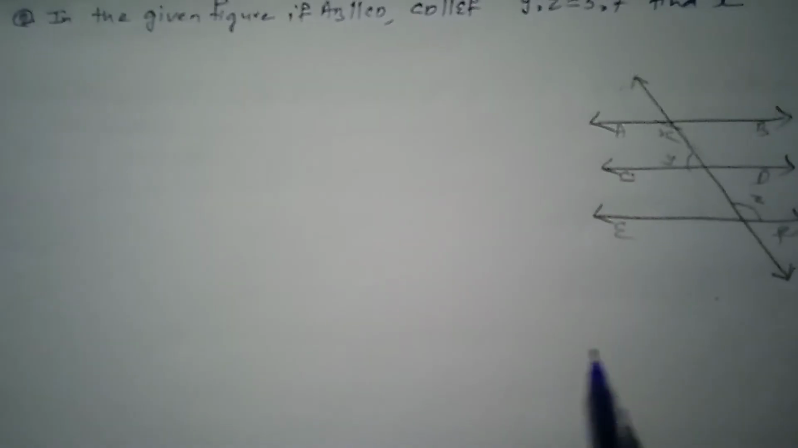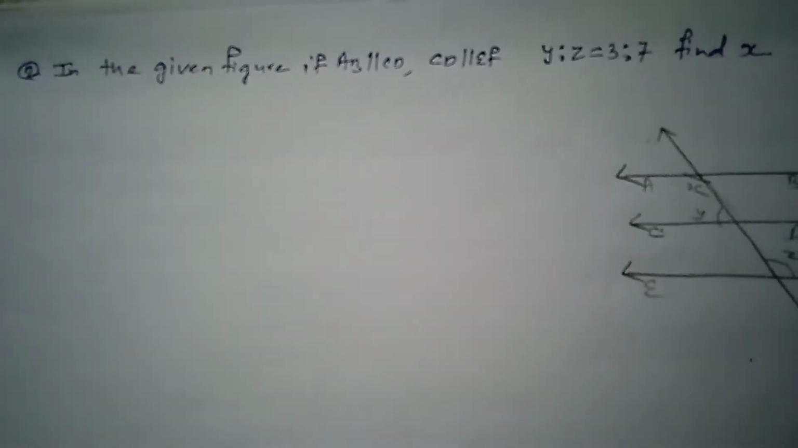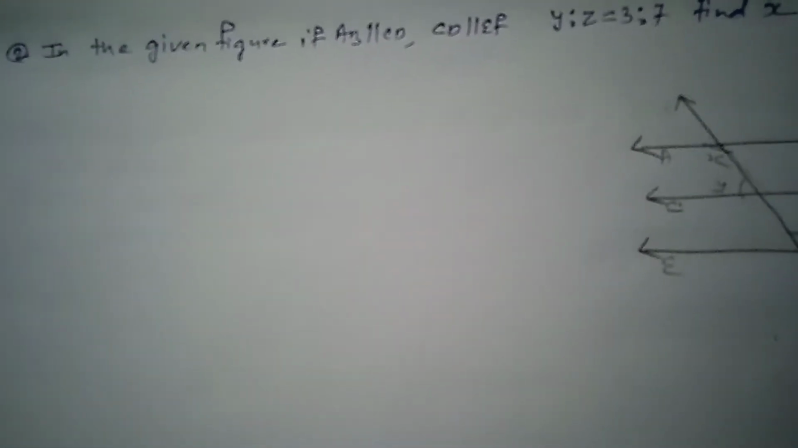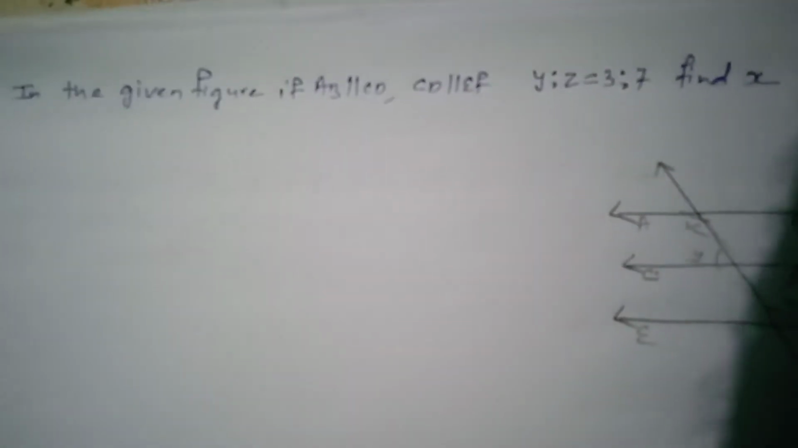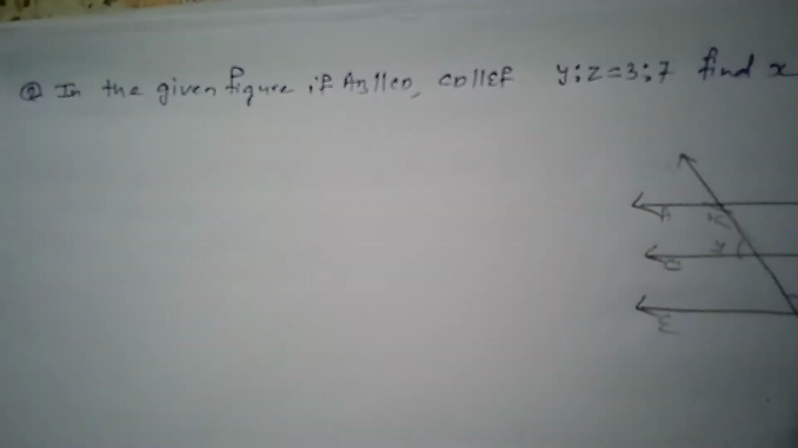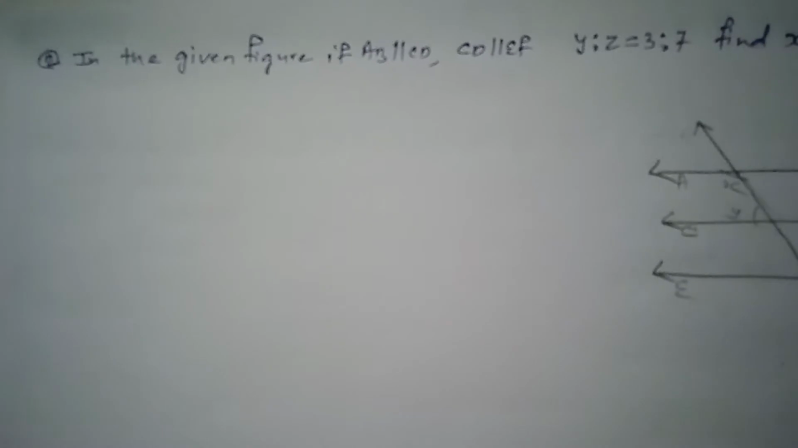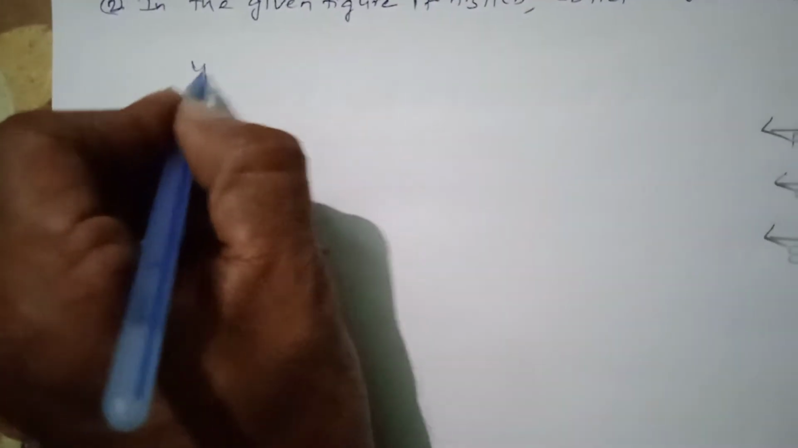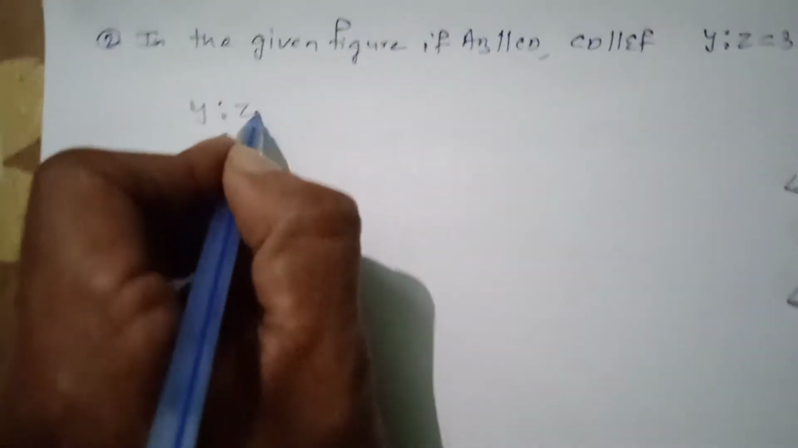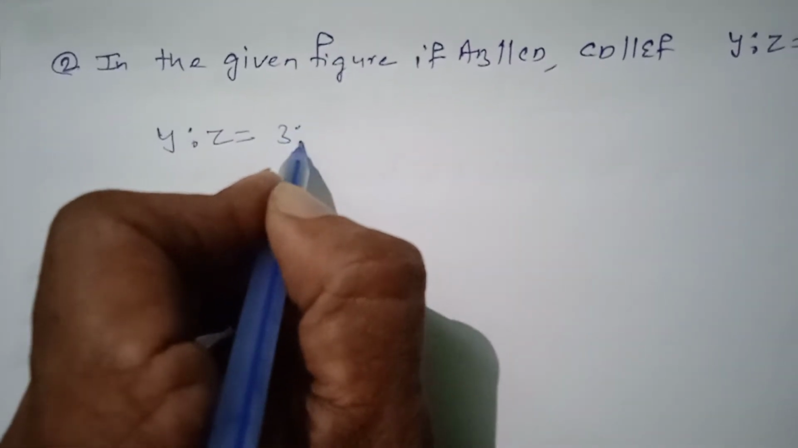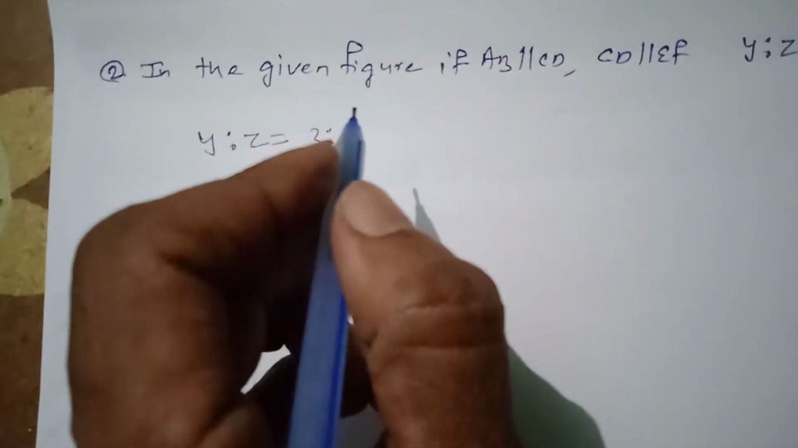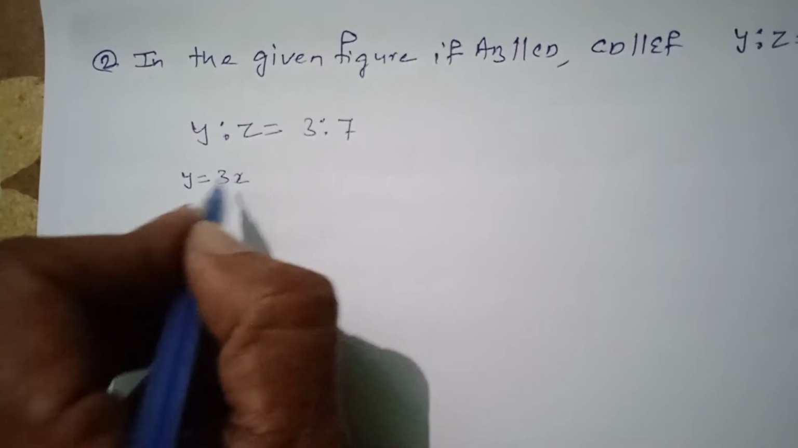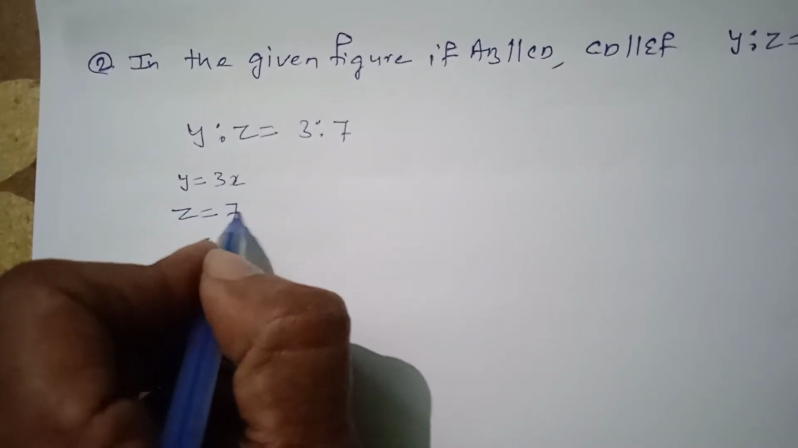Here the figure is given to us. In the given figure, if AB parallel to CD and CD parallel to EF, then find the value of x, and y ratio z is equal to 3 ratio 7. According to the given condition, y ratio z is equal to 3 ratio 7, means value of y is 3x and value of z is 7x.